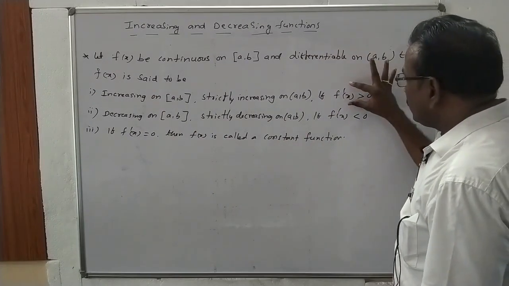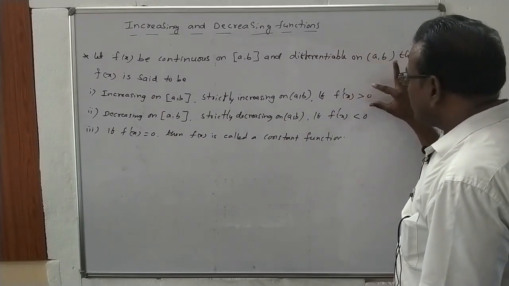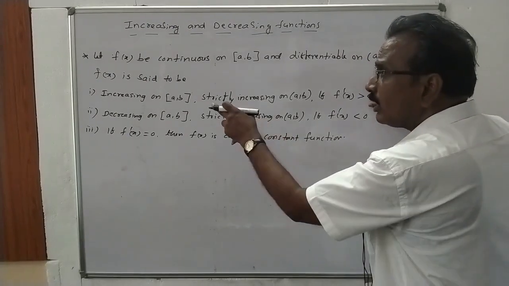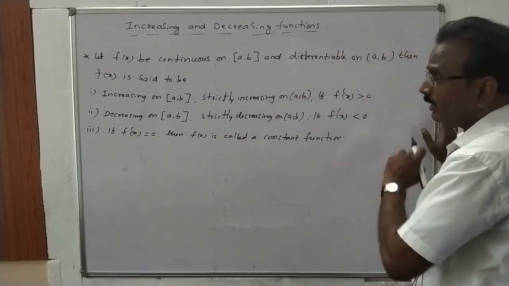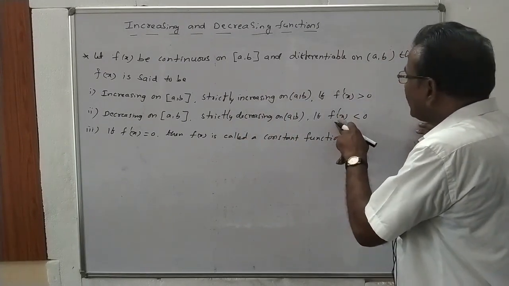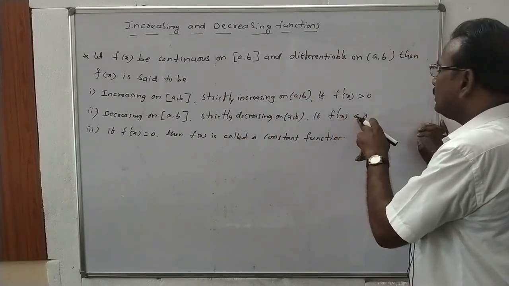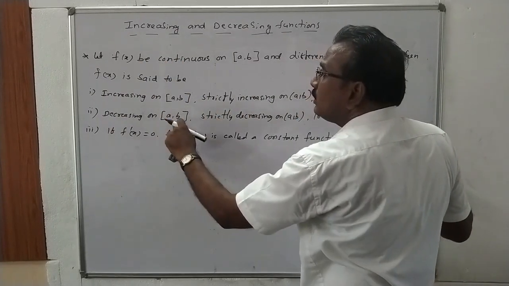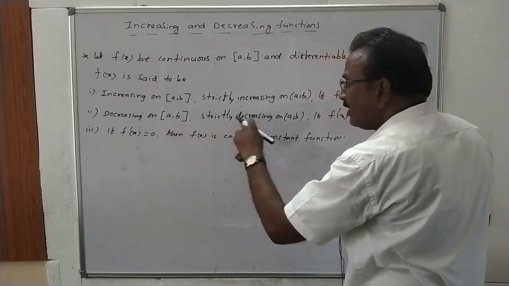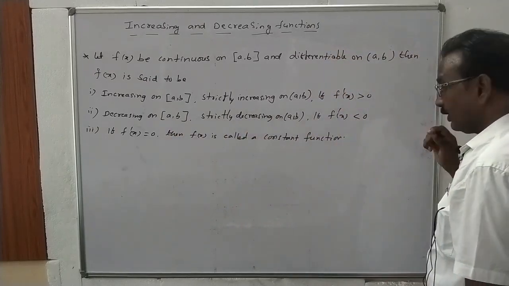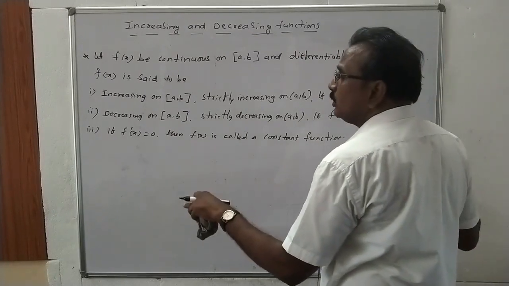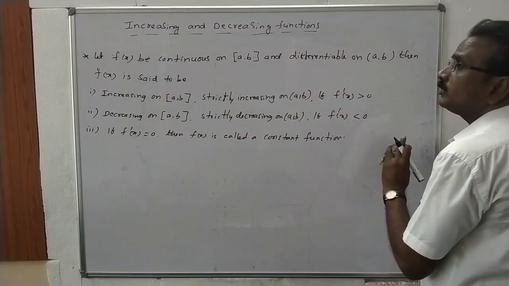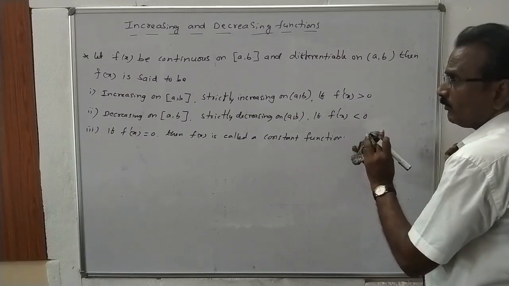Once again, here the derivative dy by dx value is positive, the function is increasing in the closed interval a comma b, strictly increasing on the open interval a comma b. If f dash x, that is dy by dx value is negative, the function f of x is said to be decreasing on the closed interval a comma b, strictly decreasing on the open interval a comma b. Suppose if f dash x is equal to 0, then the function f of x is said to be constant function. So this is the very very important definition.